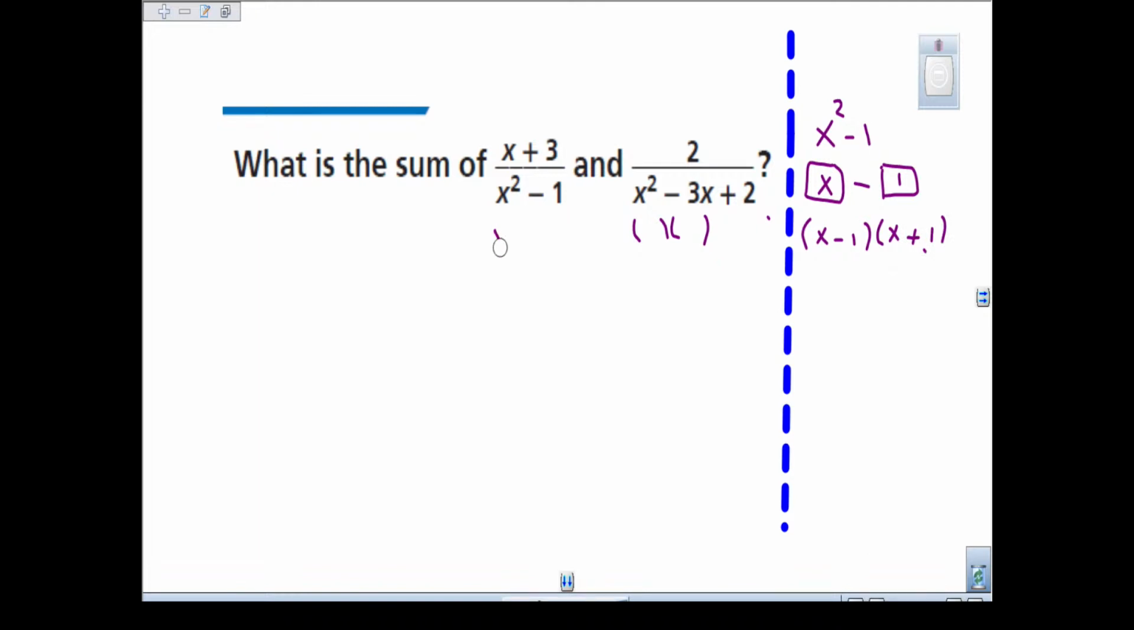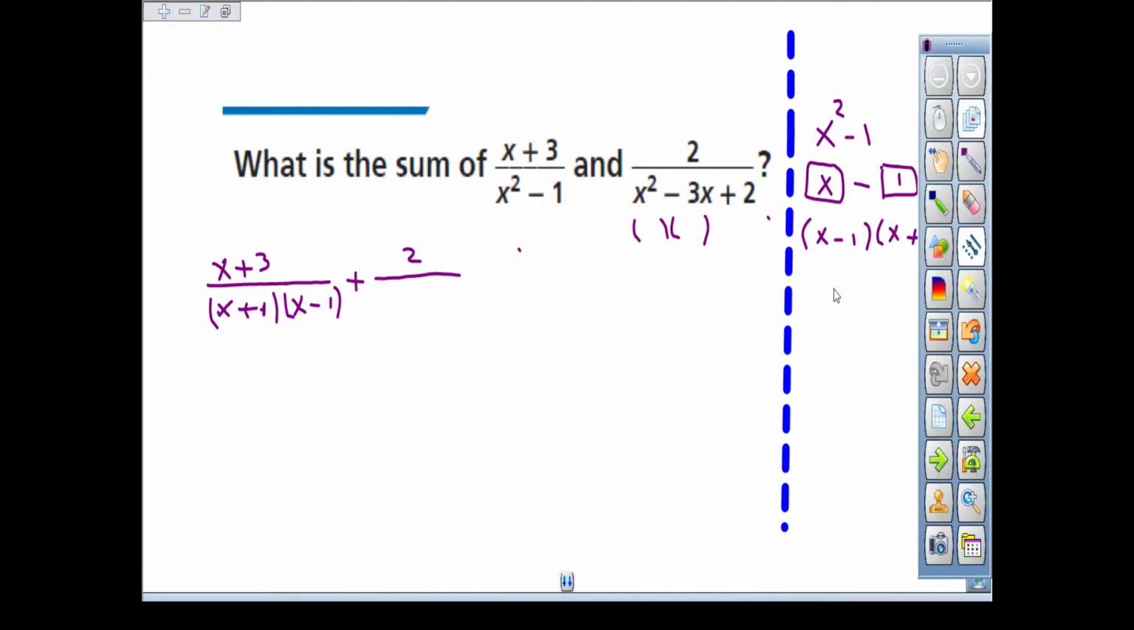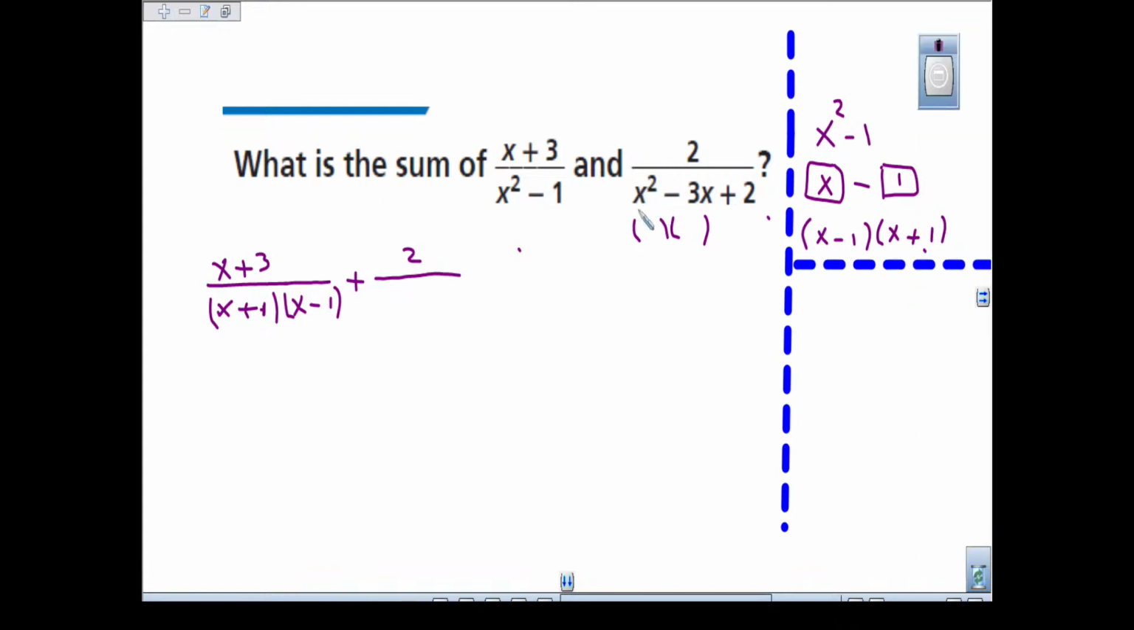So I'm going to take it and just replace it. So basically, I have x plus 3 divided by x plus 1, right? And x minus 1. That's the first fraction, plus the second one. Okay, the second one, I have to think. How do I factor out? Remember, you need to find out what's inside that. What's inside the x squared minus 3x plus 2.